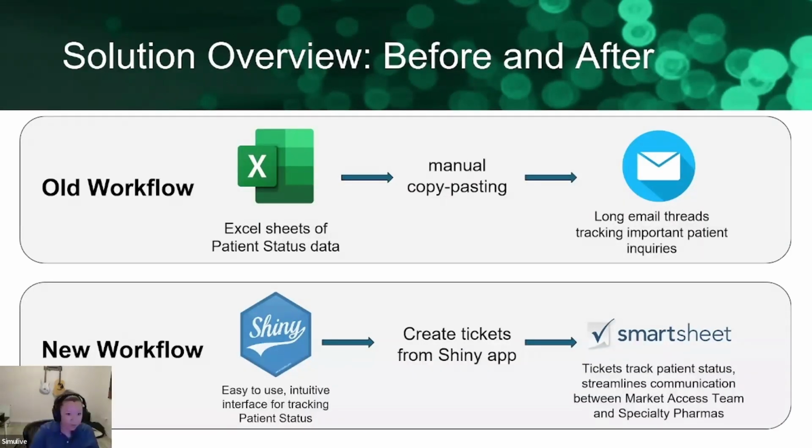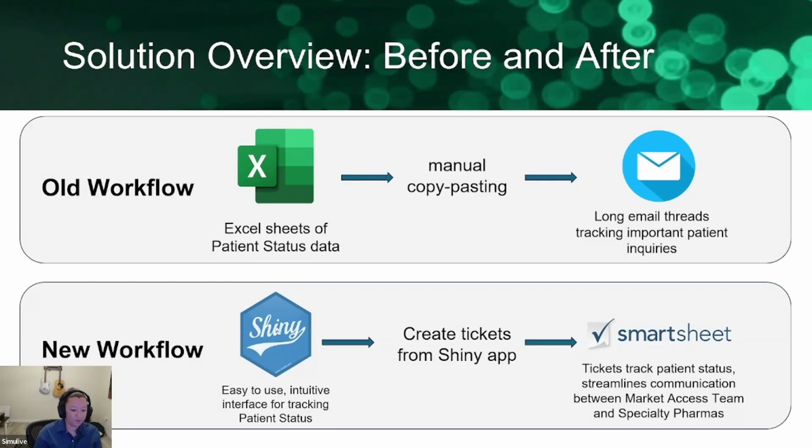So a quick overview of the before and after. You could see the old workflow here. Again, we had Excel sheets of patient status data, and there was this manual copy pasting into these long email threads that became monstrous in length, and they'd have to essentially keep overwriting these or appending every week for their meetings. So instead, we took this Excel sheet from a live source and read it into Shiny.